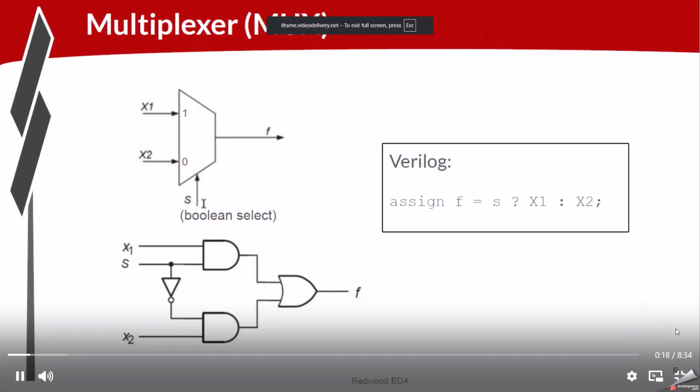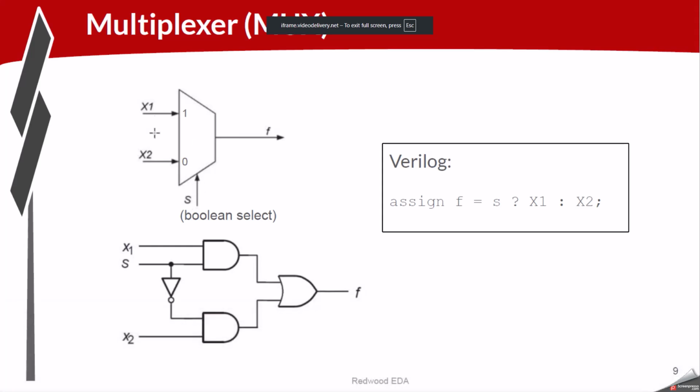So we have, in this case, two input values that here we're assuming are single bit values. And we have a select that's going to select between the two. So if the select is 0, that would select x1. If the select is 1, that would select x2. And so either x1 is propagating to f or x2 is propagating to f.